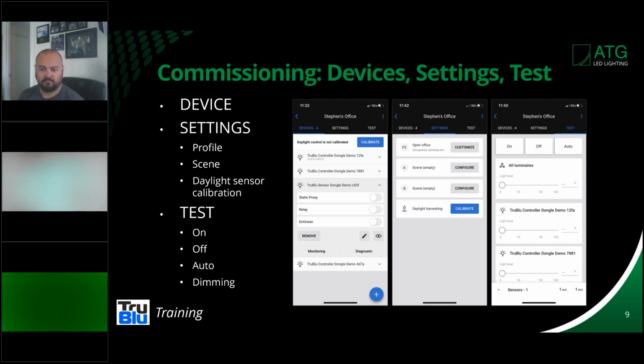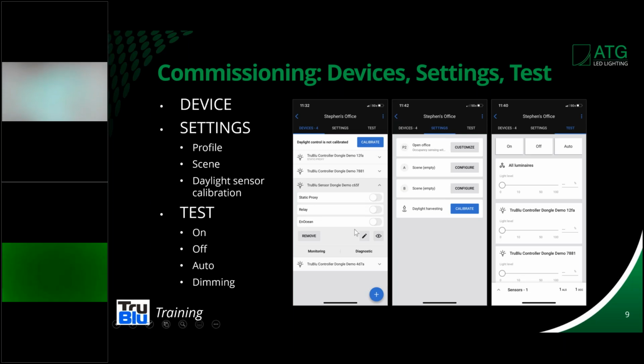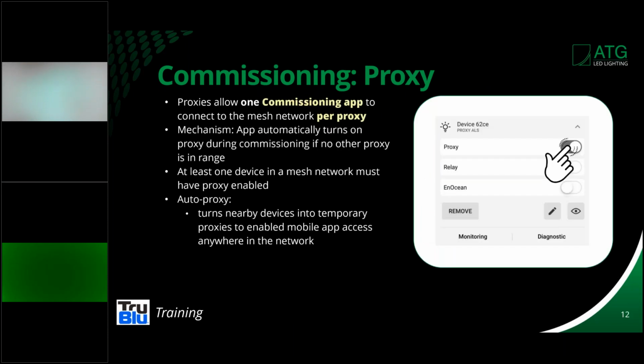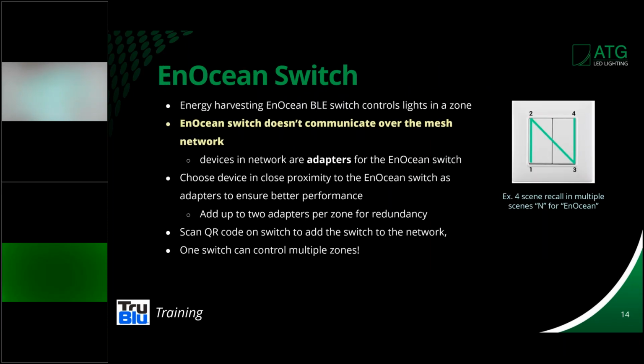So again, if you have an InOcean switch in the room, one fixture has to be enabled for InOcean in order to hear the switch and tell it what to do. So that's important to remember and understand. Now, when you do that, InOcean actually has a 2-button switch or a 4-button switch. I'm showing the 4-button switch to the right here. So you can do a simple on-off with numbers 1 and 2, or you can do scenes A and B with numbers 4 and 3.